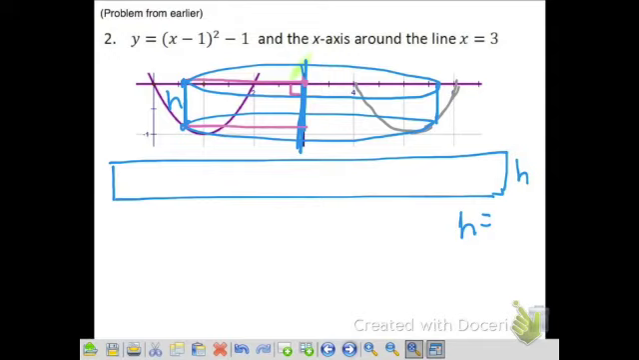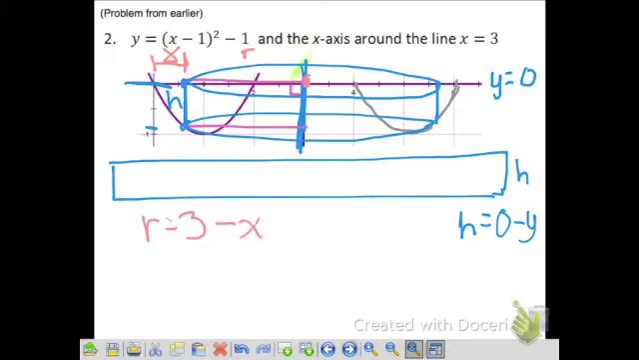But it's not exactly y. We've got a negative value here, and we're going to be subtracting there. What we want to think about is our top function minus our bottom function. And our top function here is actually the axis y equals 0. So my height here is going to be 0 minus y. If we think about our radius then, the radius is going from our axis of rotation here at 3, and then we're taking away whatever our x value is. So the radius is just 3 minus x.